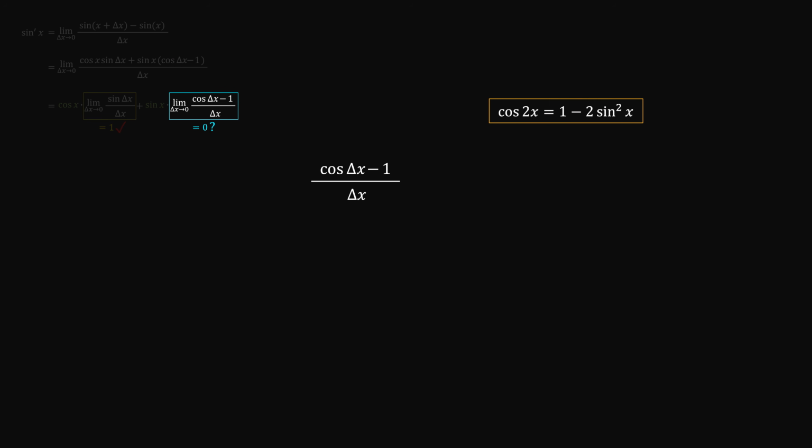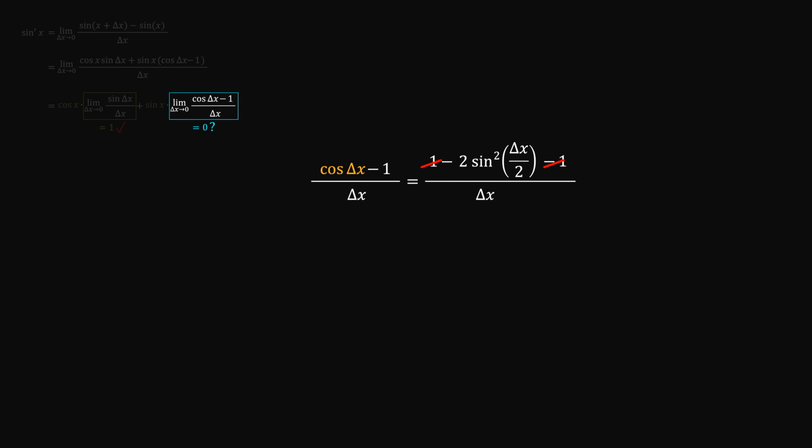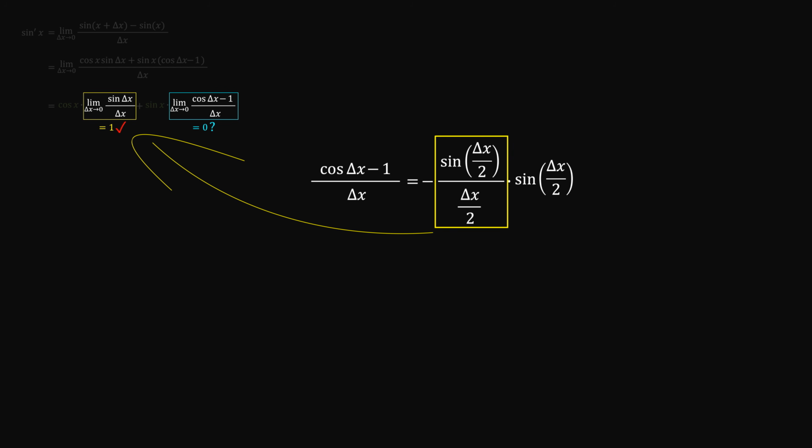We don't need geometry for this proof. Algebra will do the work. The double angle formula will be used here. Rewrite the cosine delta x as twice the half angle and plug in this formula. Cross out these and take the minus sign to the front. Then place 2 in the denominator. Now let's split this sine square into 2. Now, the familiar ratio shows up, and we already know what it is.